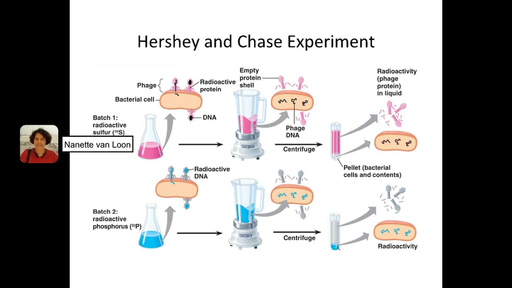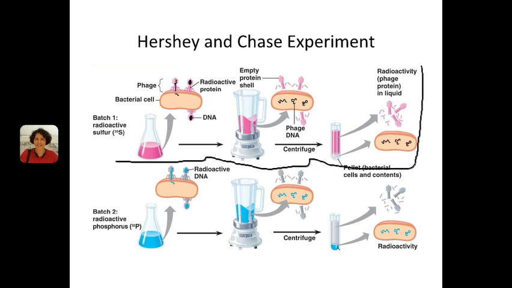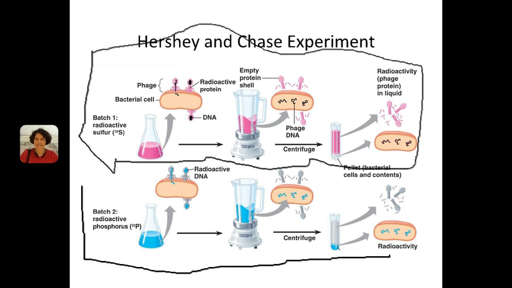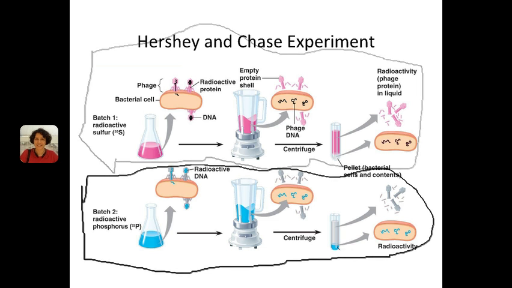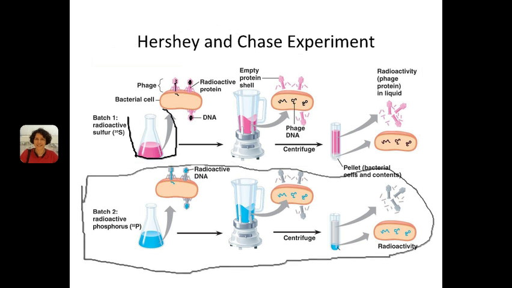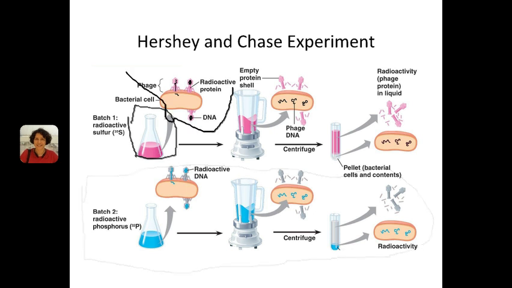So here is the experiment, and it's color-coded. The S35 is the pink group here on the top, and the P32 is the blue group. And you see their procedure. Starting here on top, they have the S35 labeled phages that are allowed to attach to bacterial cells.